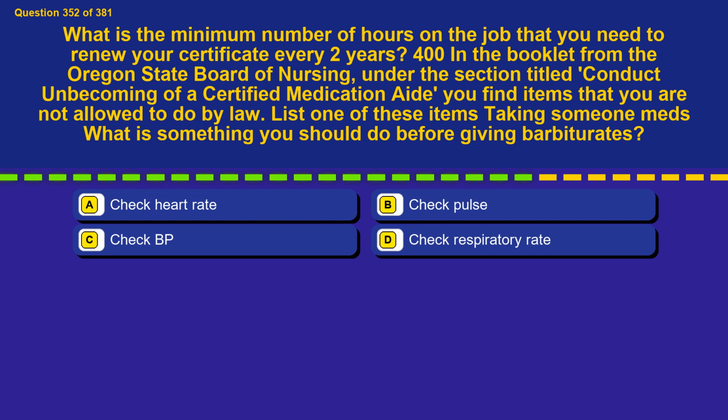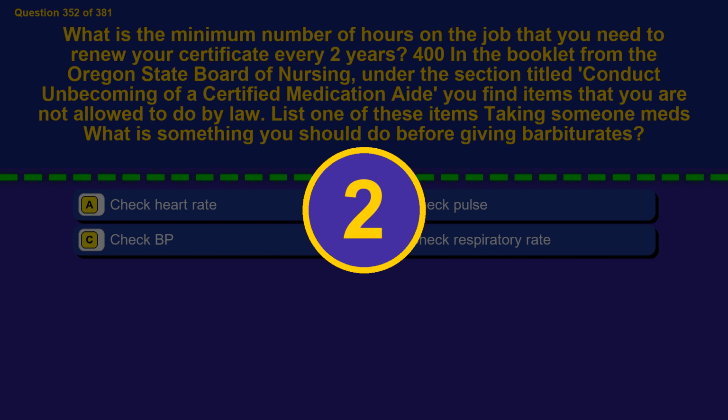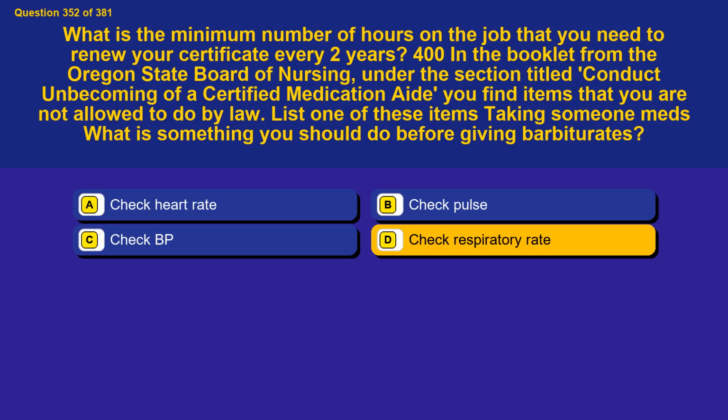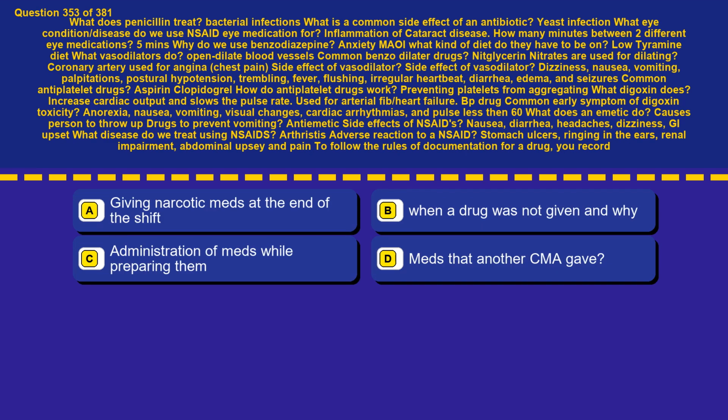Option A, check heart rate. Option B, check pulse. Option C, check BP. Option D, check respiratory rate. The correct answer is option D, check respiratory rate. Question 353. What does penicillin treat? Bacterial infections. What is a common side effect of an antibiotic?